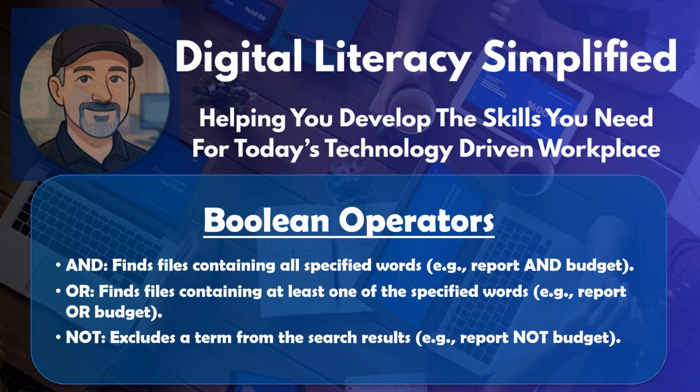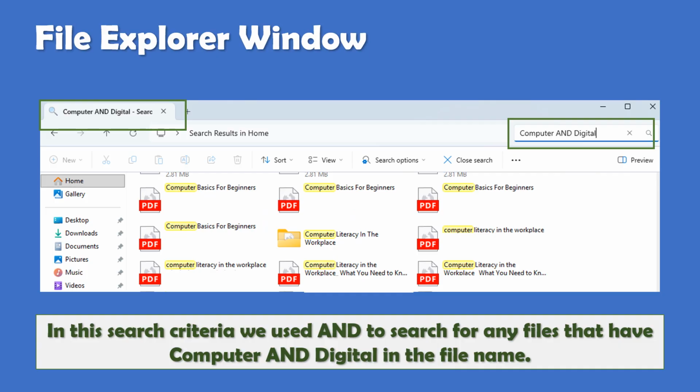And NOT would exclude a term from the search criteria. So for example here, it says report NOT budget. In this search criteria, we used AND to search for any files that have computer and digital in the file name.